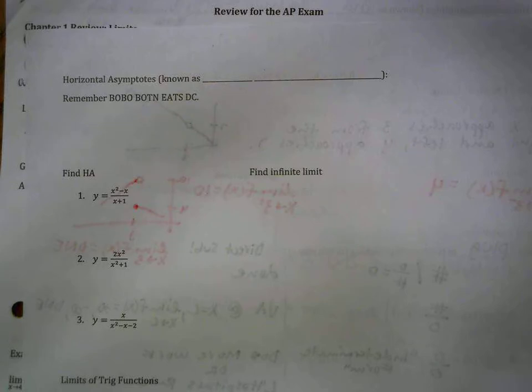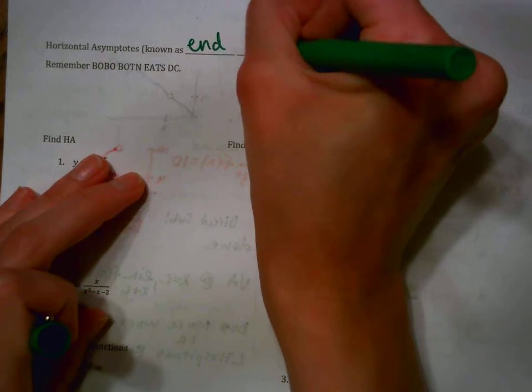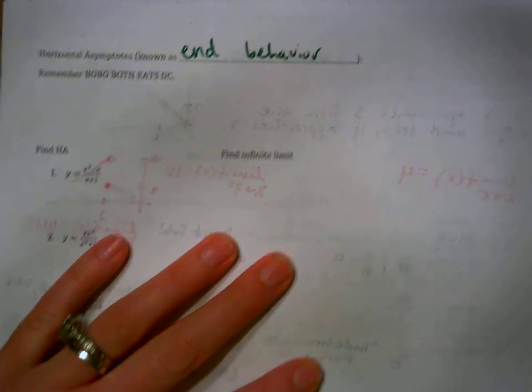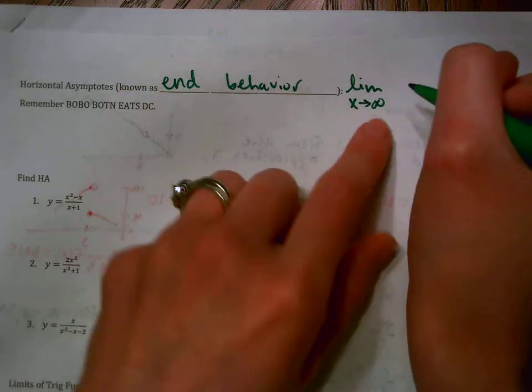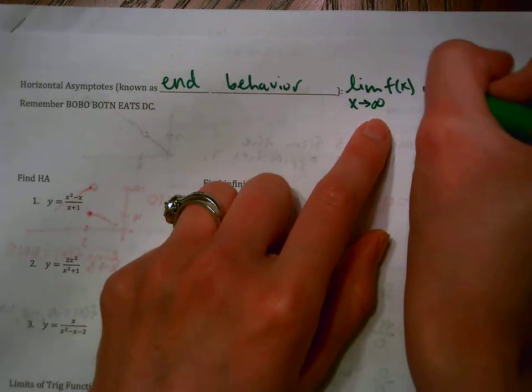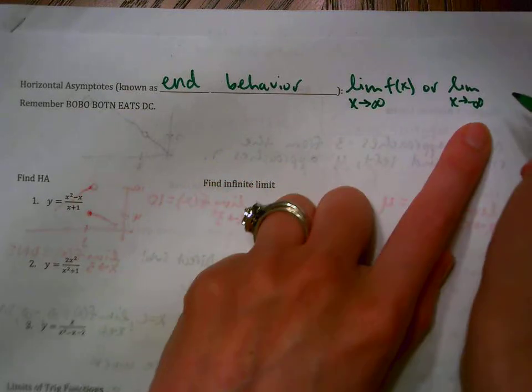Okay. So on the back is a review of horizontal asymptotes and limits at infinity. So horizontal asymptotes, this is taking longer than I thought, is also known as the end behavior. It's what your graph is doing forever to the right or forever to the left. It's talking about what the graph is doing as x goes forever to the right, to positive infinity, or as it goes forever to the left, negative infinity.